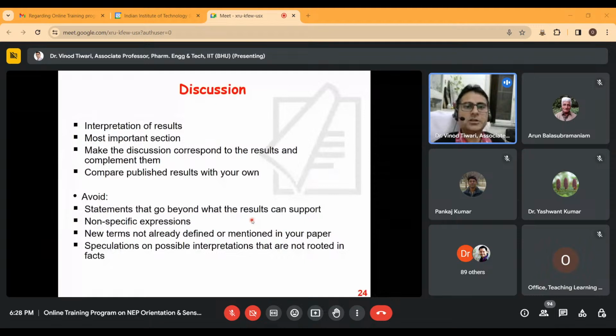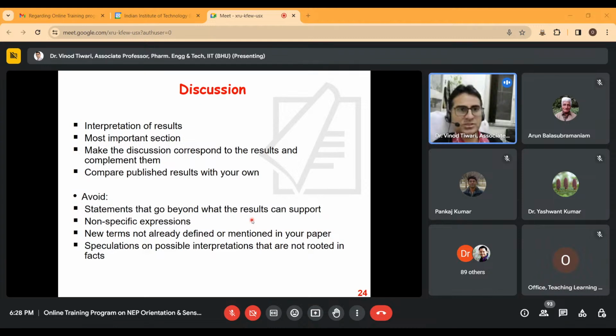Then discussion is another important component of your manuscript, which involves what results you have got and how you're interpreting your data. Sometimes interpretation makes a big difference. The same thing, one person sees from one angle, it looks different, and another person sees from another angle, it looks different.